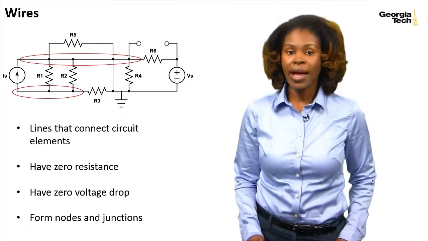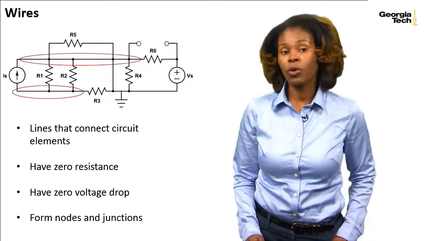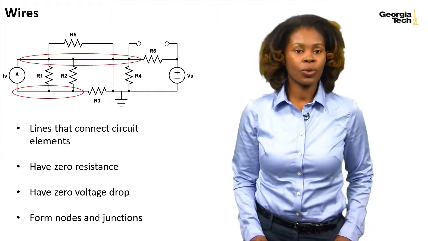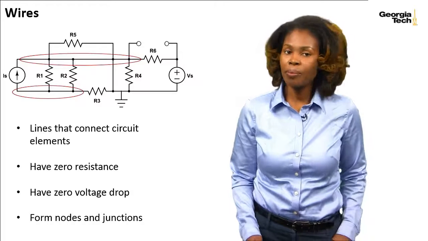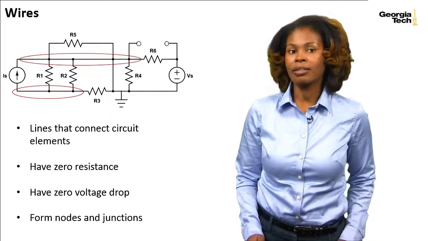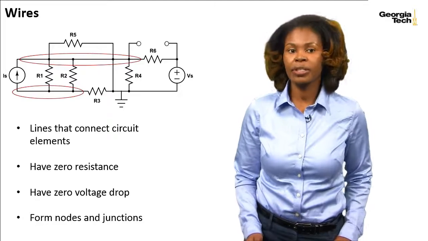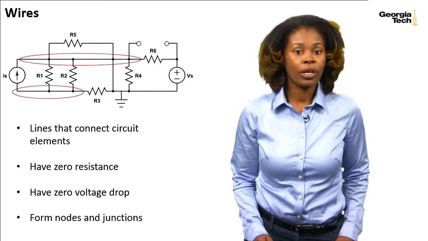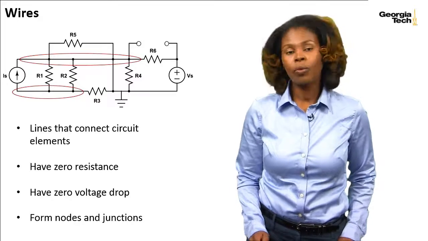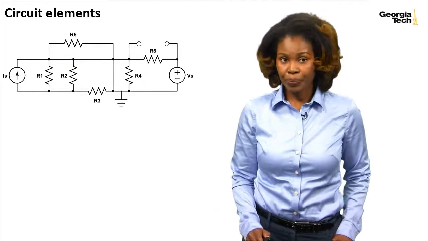Wires also have zero resistance and zero voltage drop. We know that that's not true in life. Everything has some internal resistance, but for the basics of circuit analysis, we can assume that they have zero resistance and zero voltage drop. Wires also help to form nodes and junctions, which we'll discuss a bit more later.